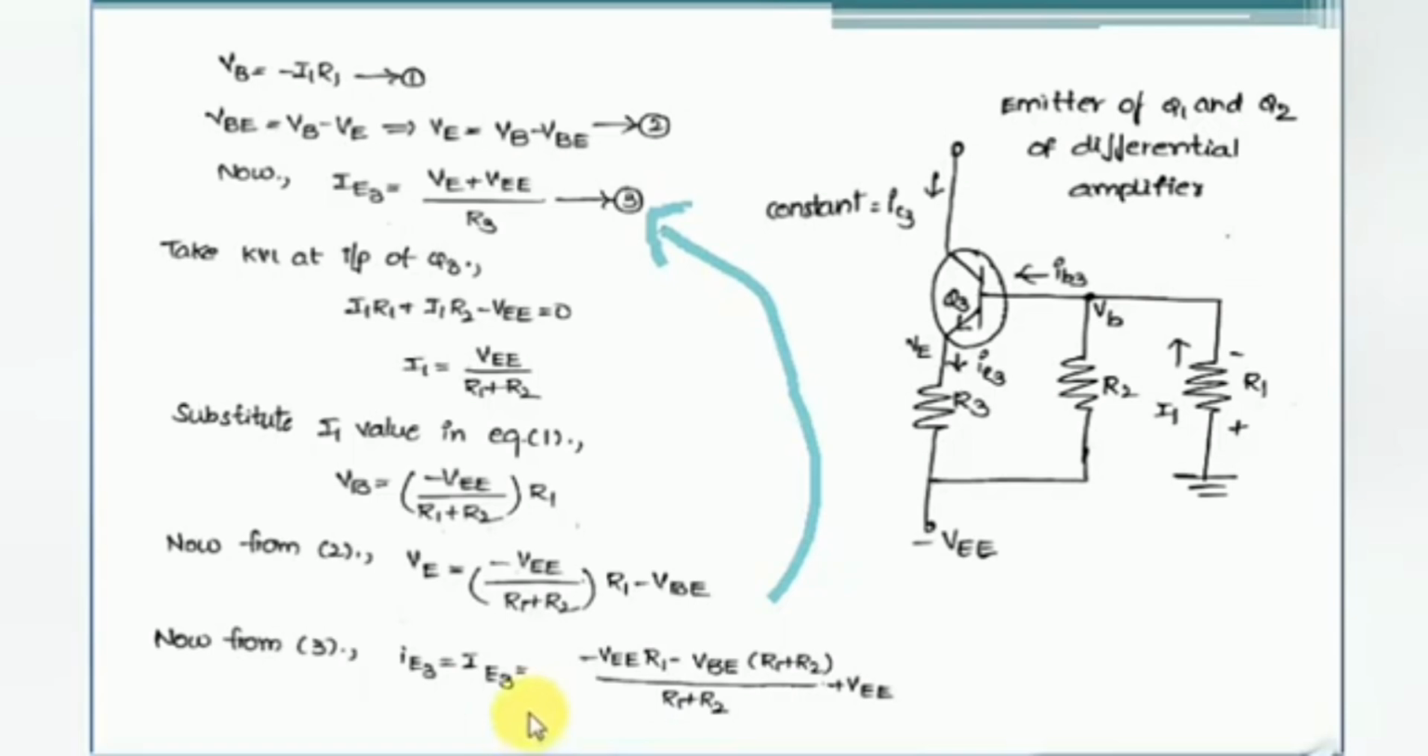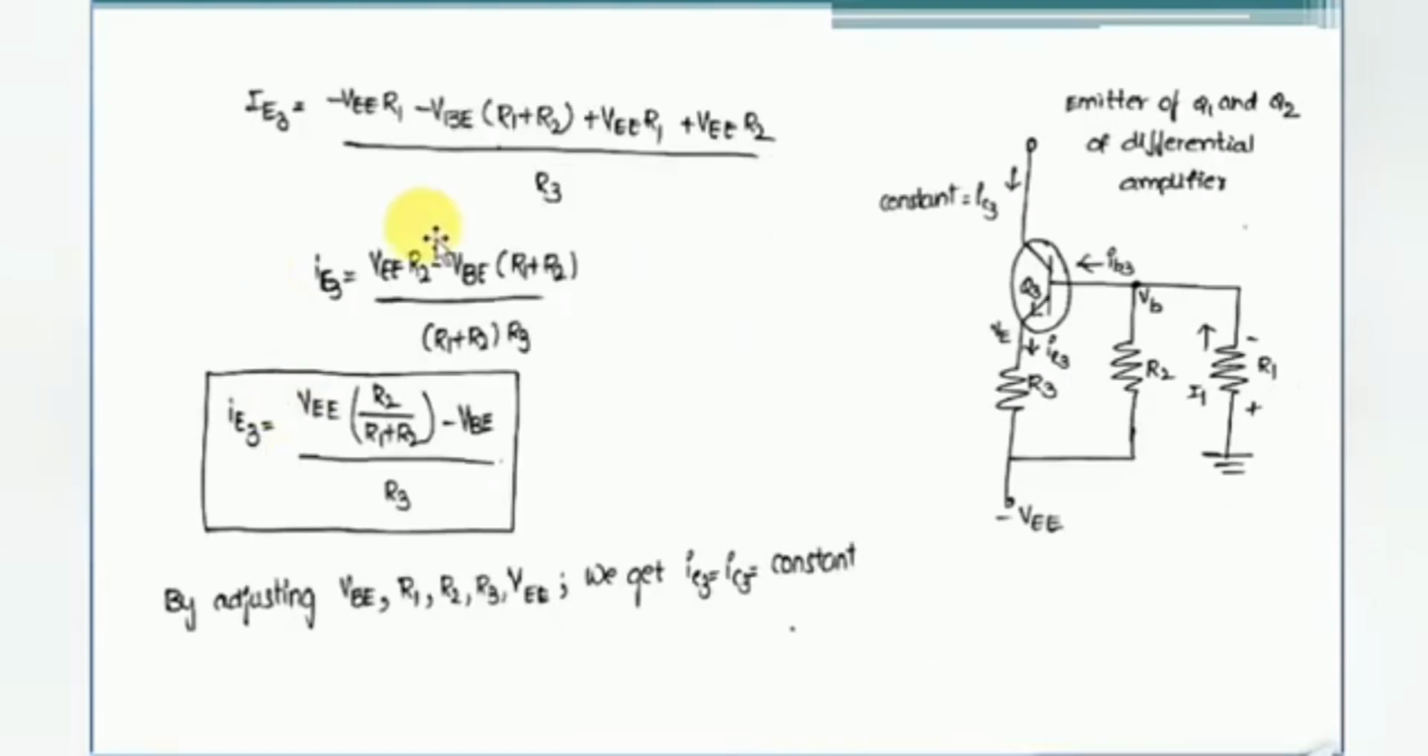So IE3 we can write as minus VE into R1 minus VBE into R1 plus R2 by R1 plus R2 plus VEE by R3. Okay, if you simplify this equation, IE3 will obtain this equation. Thereafter, if you simplify this, the final value of IE3 we can write as VEE into R2 by R1 plus R2 minus VBE by R3. So this is the value of IE3.